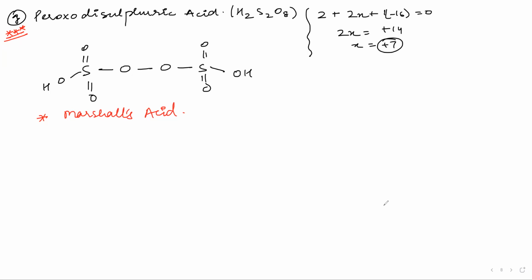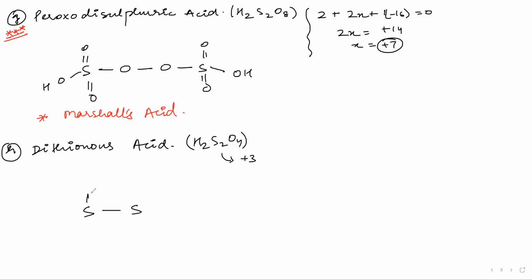Next, write H. Dithionous acid. The formula here is H2S2O4. If you see the oxidation state, it will be plus 3. You can calculate it, it will be plus 3. So if it is plus 3, the bonding will be an SS bond, double bond oxygen here, double bond oxygen here. There are two OH, so one OH here, then one OH here. Is there anything remaining? No, there is nothing remaining. So both of them will have one pair. So this is dithionous acid.